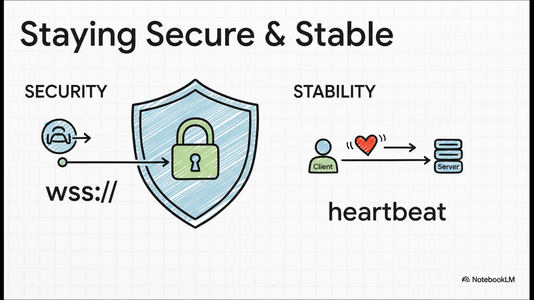And of course, security and stability are absolutely non-negotiable. It's crucial to use the Secure Protocol, WSS, which is basically the equivalent of HTTPS. And because connections can drop, developers often build in a little heartbeat mechanism, a tiny ping-pong message sent back and forth, just to make sure the line is still open.